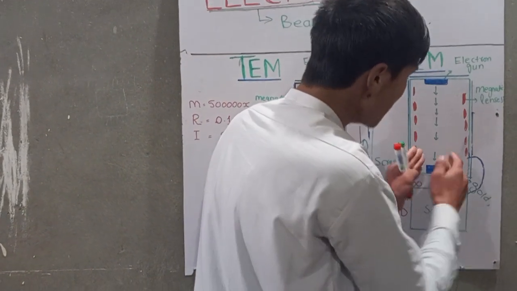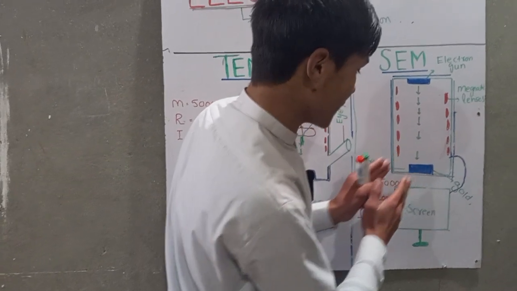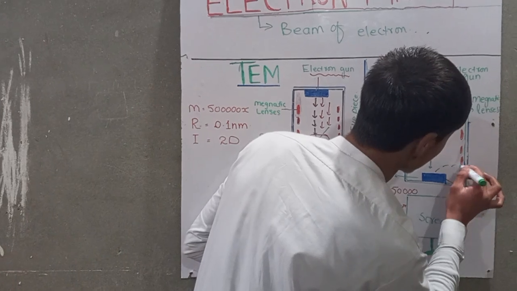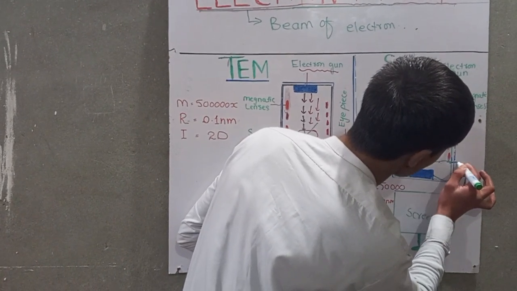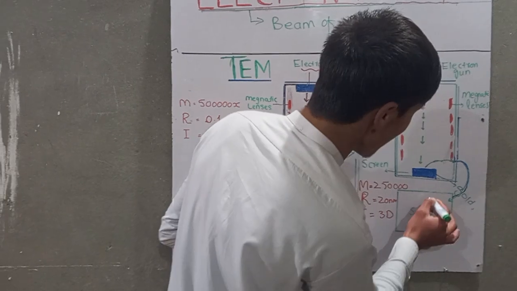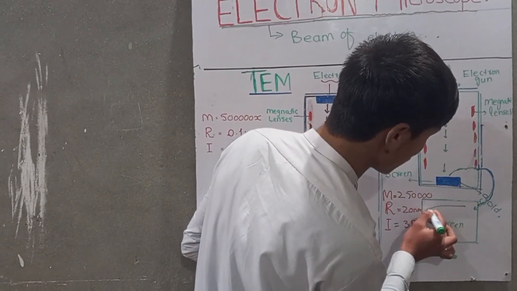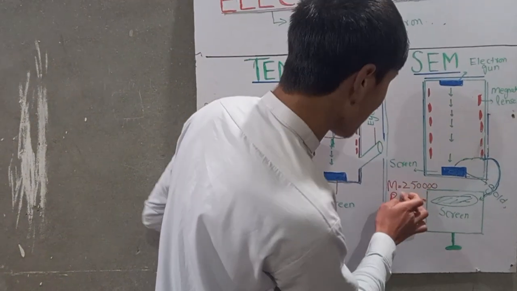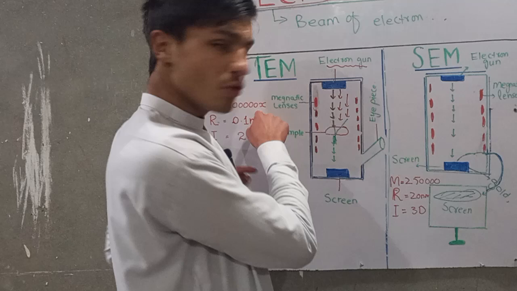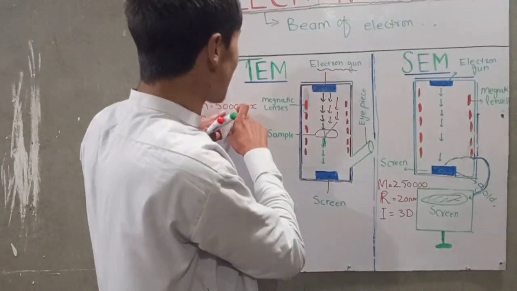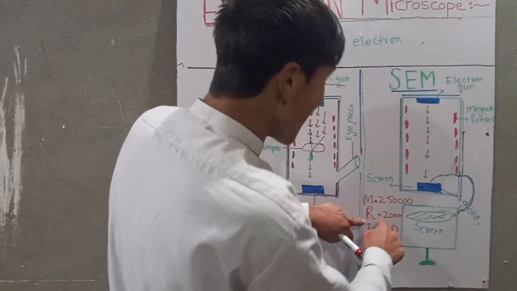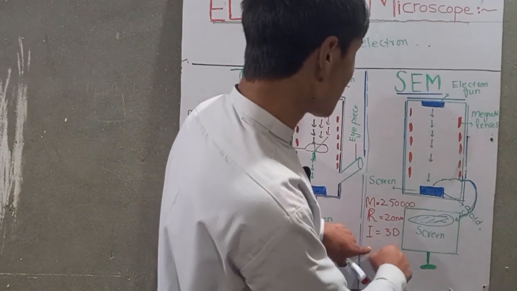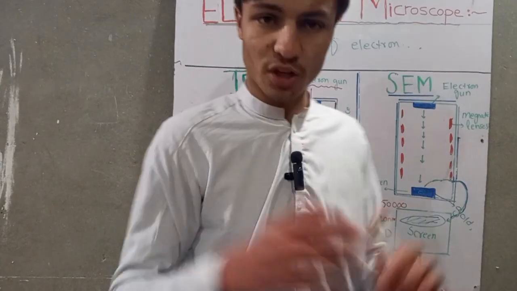So when electrons come, this noble atom deflects the electrons. These deflected electrons go here and come to the screen, and a small organism is shown like this. This is known as the scanning electron microscope. Its magnification power is half that of the transmission electron microscope. Its resolution is 20 nanometers, and remember this, it shows a three-dimensional image to us from three directions.